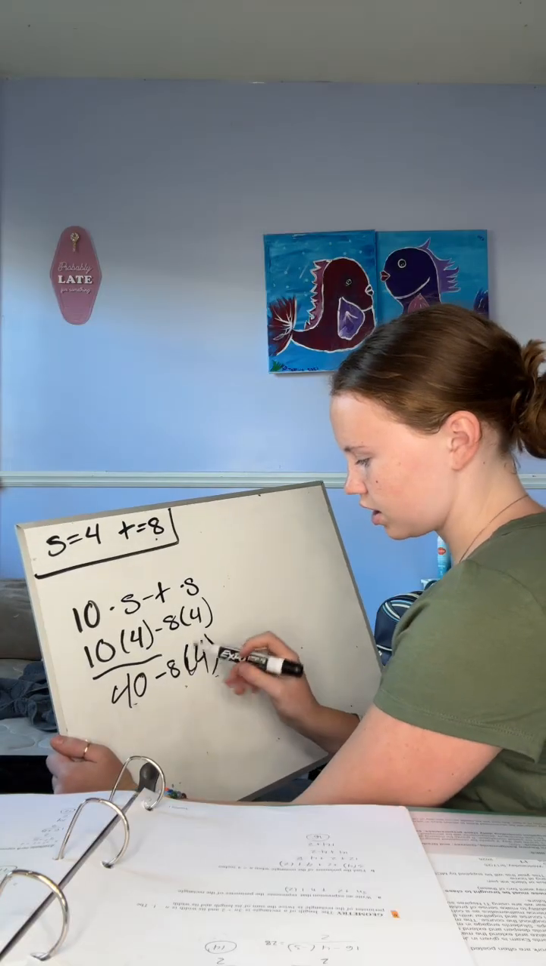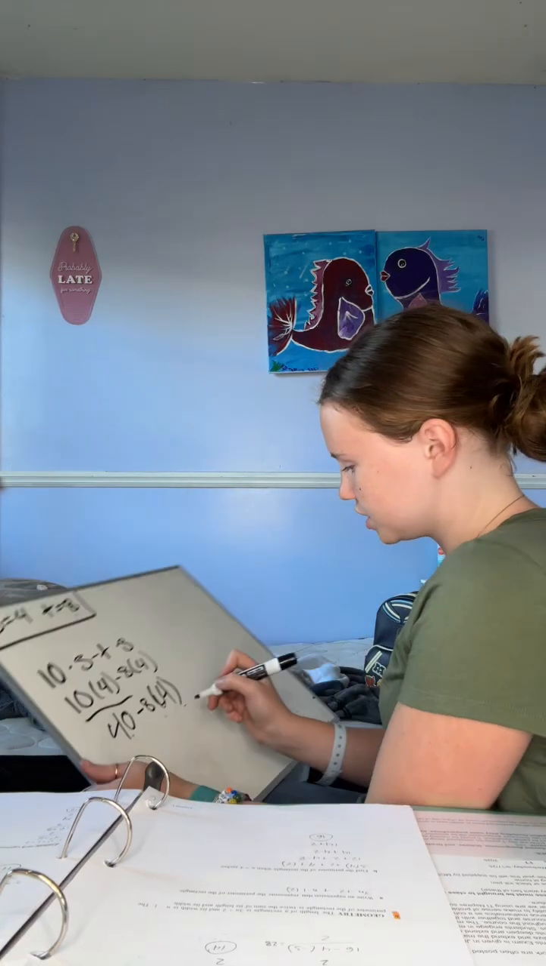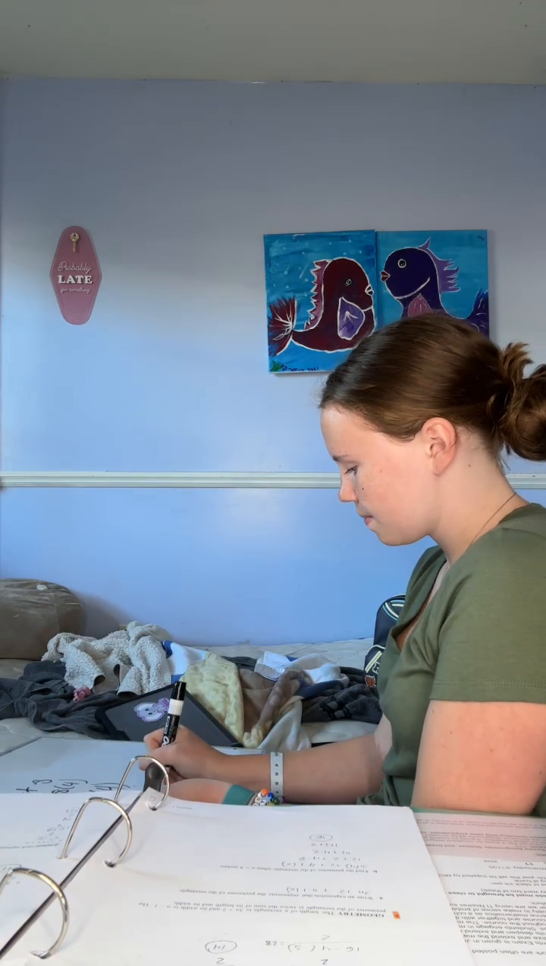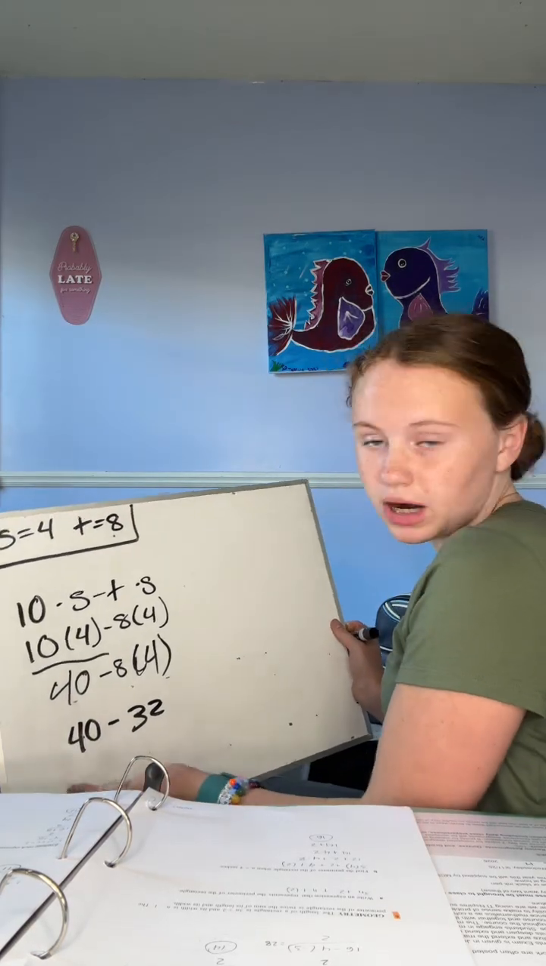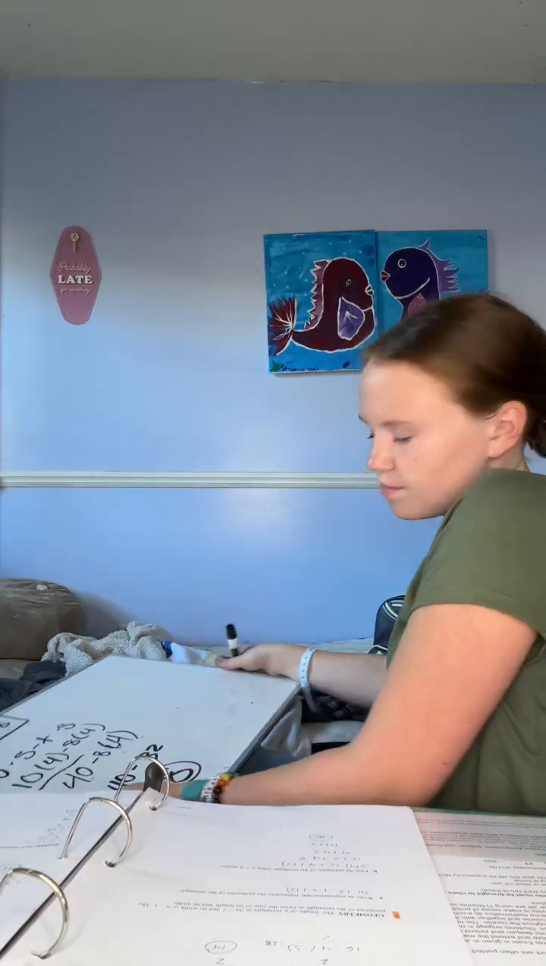Okay, then we've got to go 8 times 4, which is 32. So I'm going to bring down that 40, add that subtraction sign, and 32. And 40 minus 32 is going to get me 8. Alright, that's everything for this one.